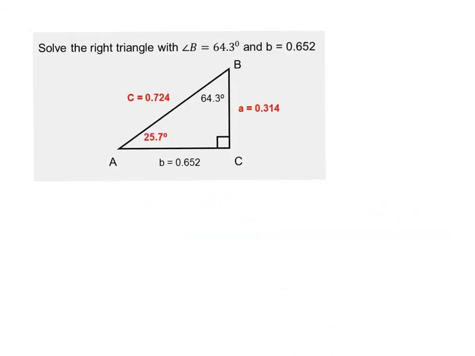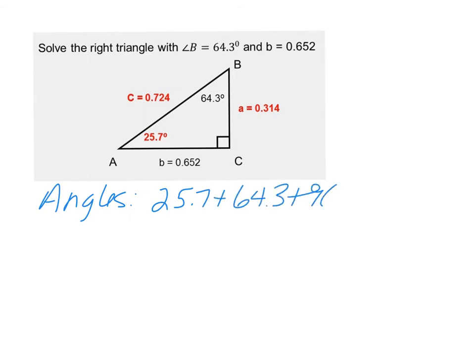My final step in solving the right triangle is making sure that my sides and my angles are all correct. So to check my angles, I'm going to add all of my angles, and they should add up to be 180 degrees. So 25.7 plus 64.3 plus 90, and I add those up and they come up to 180 degrees.